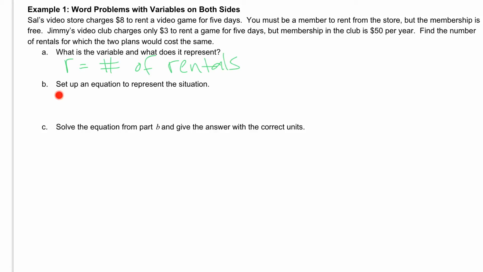In part B, it's asking us to set up an equation to represent the situation. So let's think about it. We are talking about Sal's Video Club. So we'll put Sal on the left, and we want them to equal the same amount. And let's do Jimmy on the right.